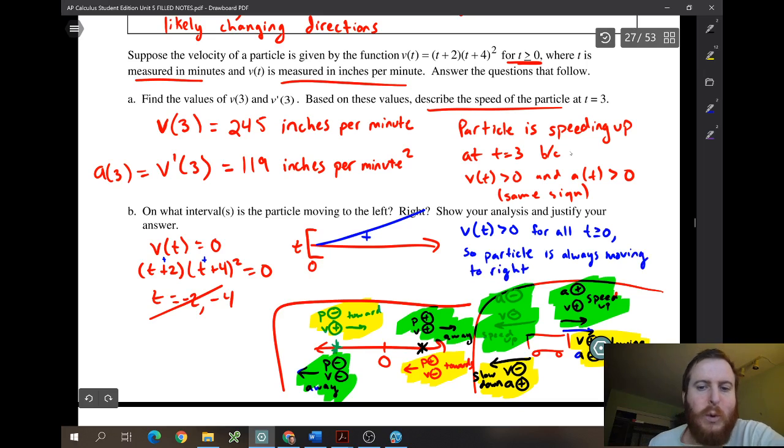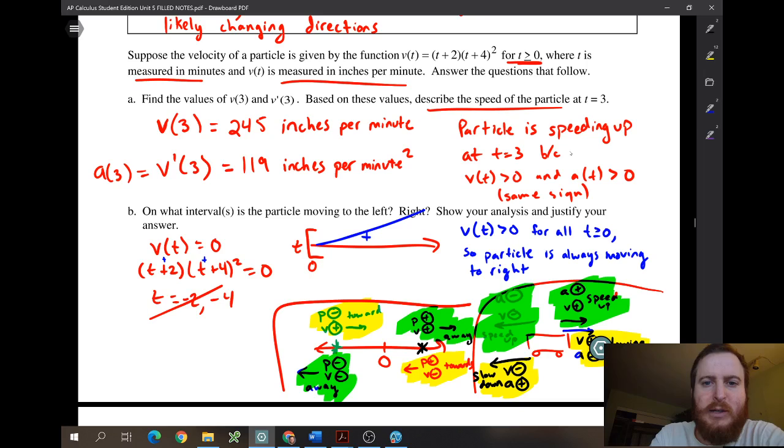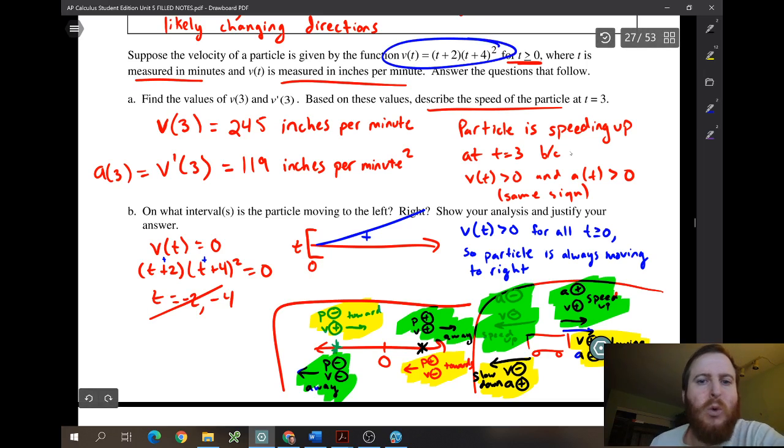Okay, so if we were given position, right, in this case we were given v of t. If we were given position, we would have just taken the derivative to get velocity and then set that equal to 0. So that's where we get that moving left and moving right.